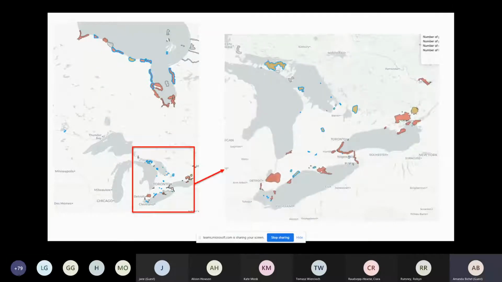And then this is just a zoom in of southwestern Ontario. Same thing. There are quite a few sites that are data deficient. And there's also 2 sites I couldn't really fit on the map. They're near the Manitoba border, near Kenora, and they're also data deficient.